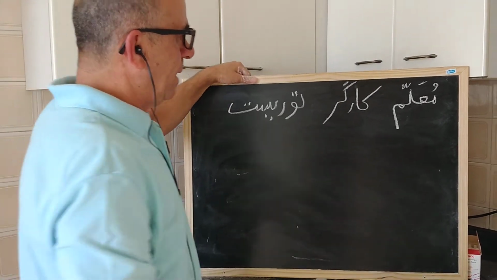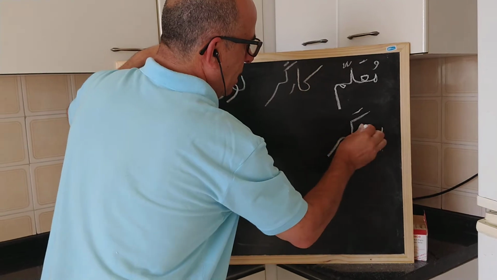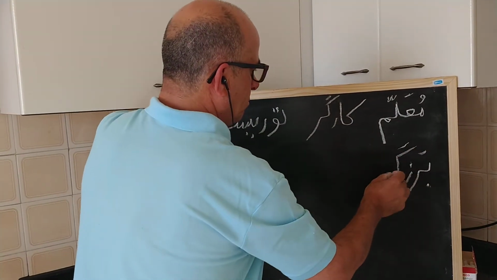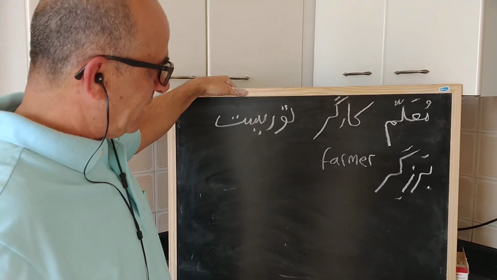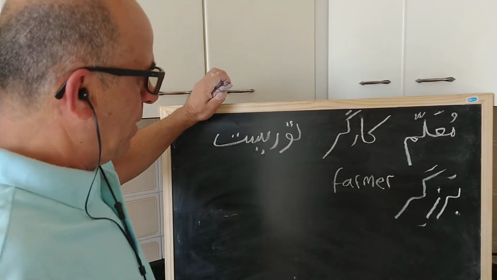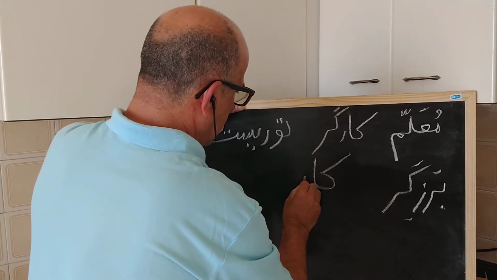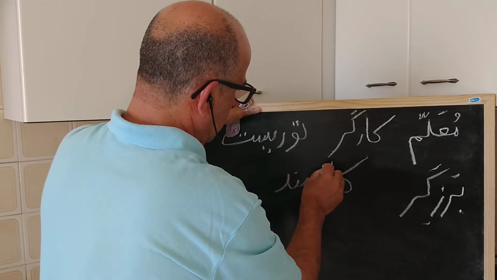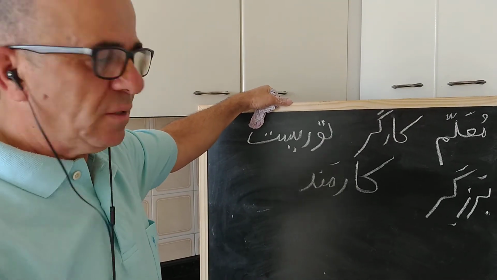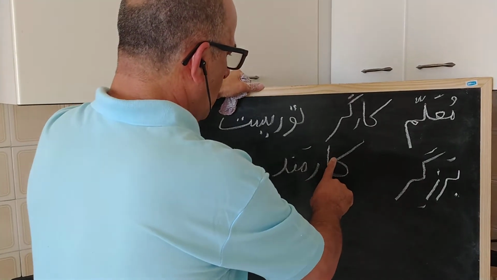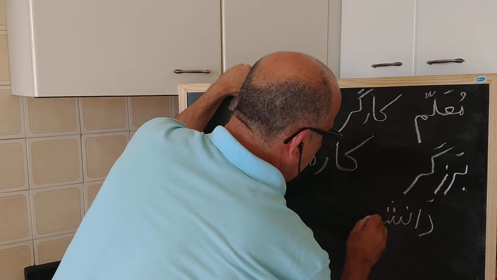Mo'alem, kargar, barzegar, my farmer. Mo'alem, kargar, turist, barzegar. Karmand. This is karmand. Karmand is office worker, office clerk, okay, clerk. Karmand. Daneshju.